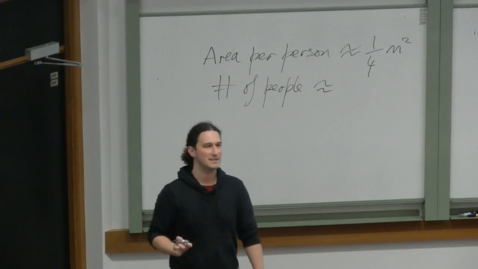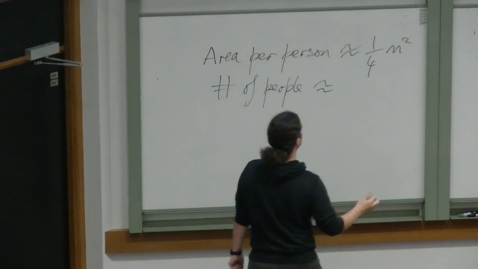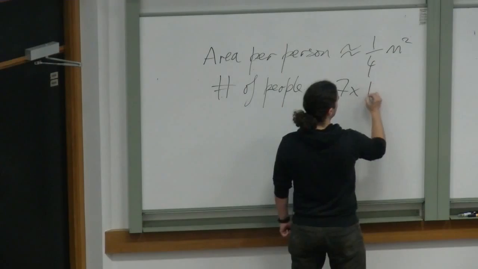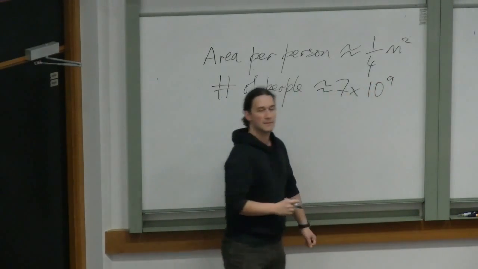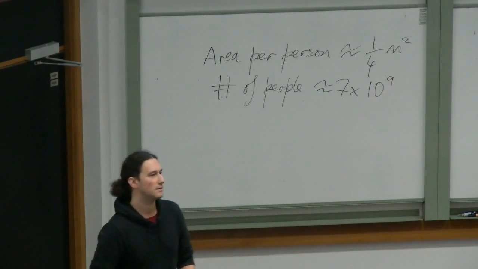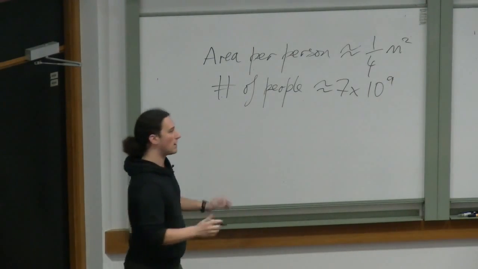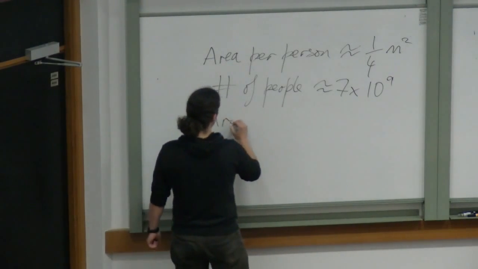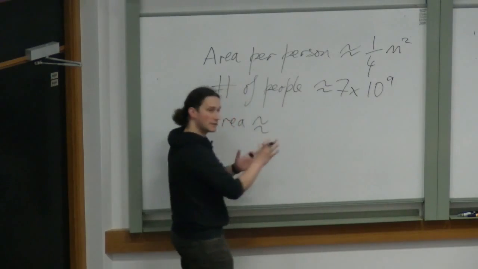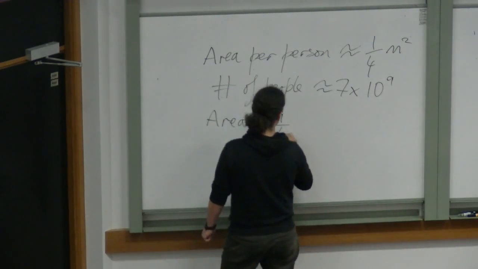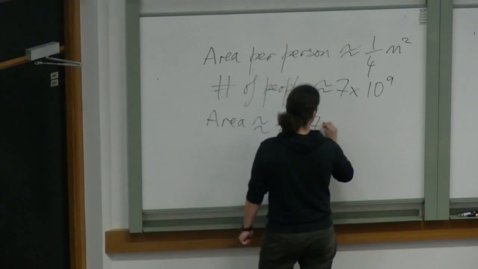A few of you are muttering it. It's 7 billion, right? So this is one of these named numbers. So it's 7 times 10 to the 9. 7 billion people, roughly. Okay. So the total area required is approximately the product of these two numbers: a quarter times 7 times 10 to the 9.